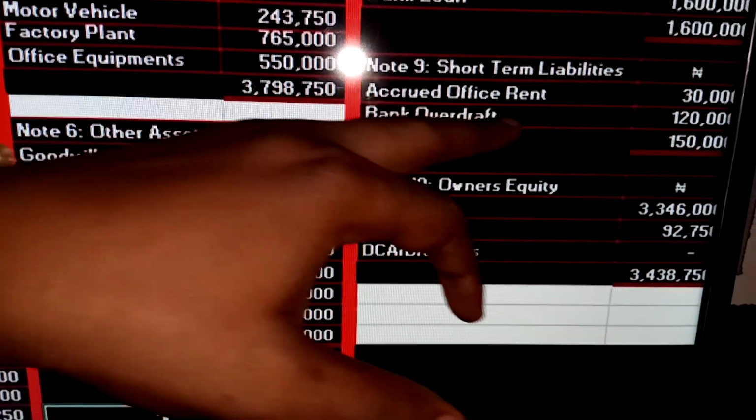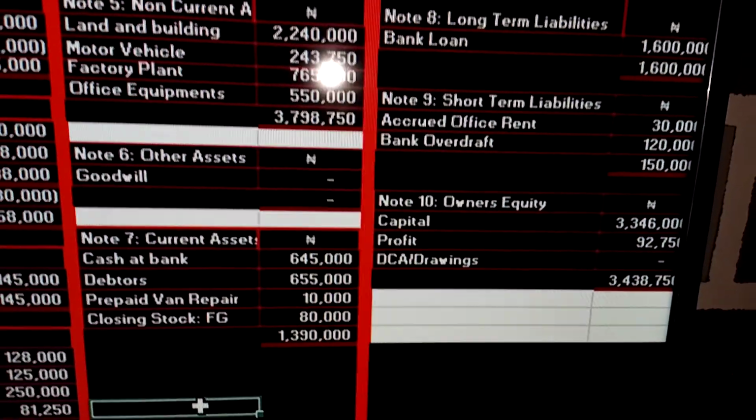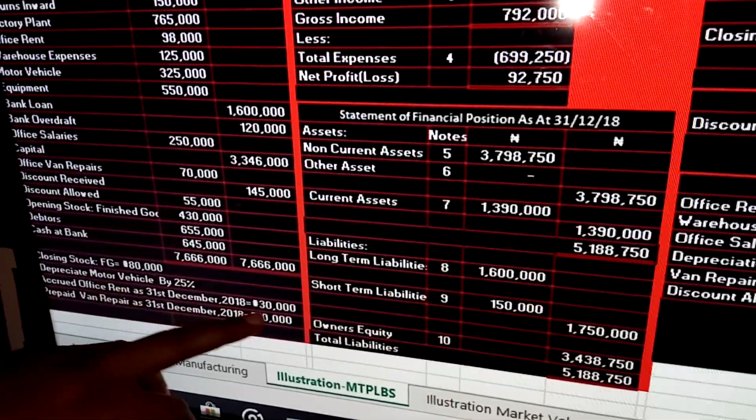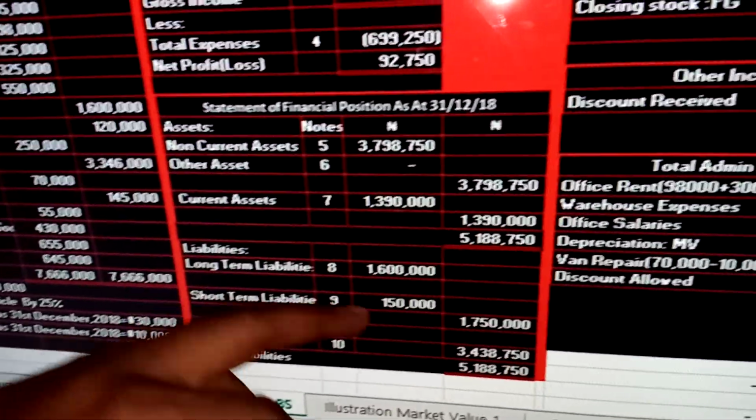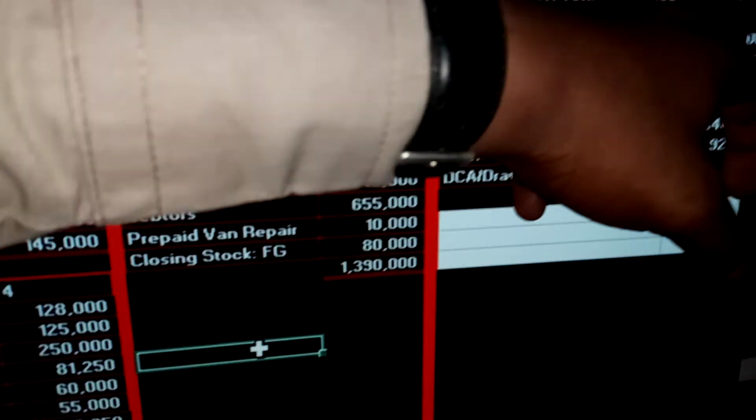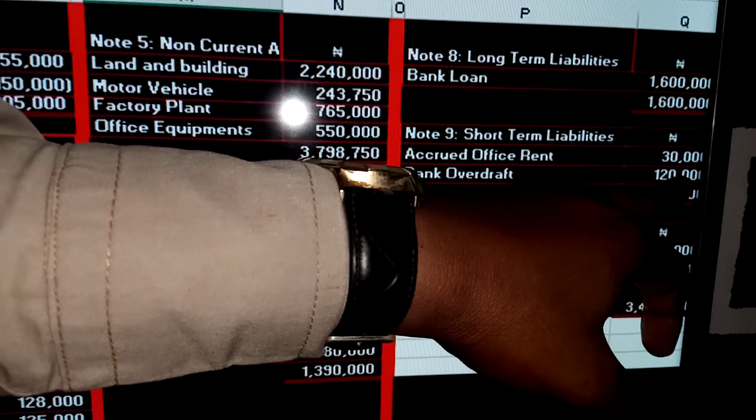Then we have bank overdraft, 120,000 in the question. When you add together, you have 150,000. Here's the bank overdraft here, 120,000. Accrued office rent here, look at it. So we have 150,000, note 9, 150,000. This is how we got it, 30,000 plus 120,000, 150,000. The next one is owner's equity.